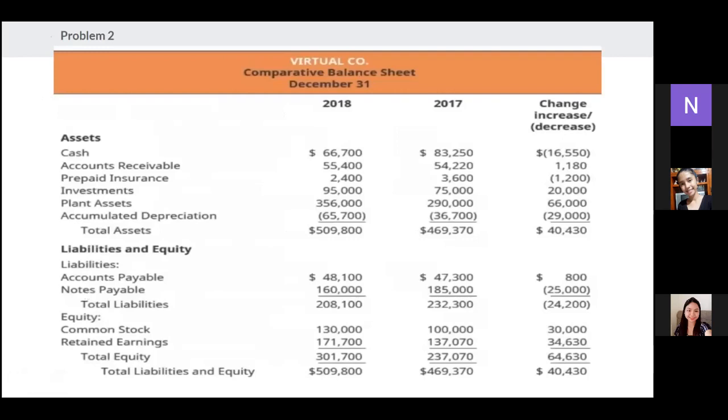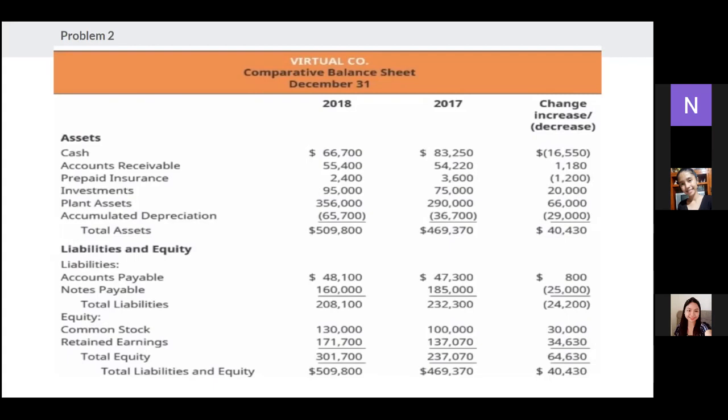So, problem 2. Here is the comparative balance sheet of Virtual Co. as of December 31. Under assets, liabilities, and equity, we have cash. Under assets, we have cash, accounts receivable, prepaid insurance, investments, plant assets, and accumulated depreciation for the year 2018 and 2017, and for the changes, whether it increases or it decreases.